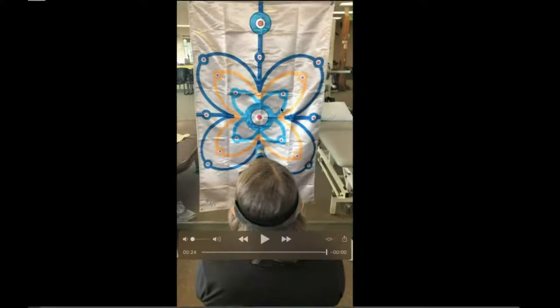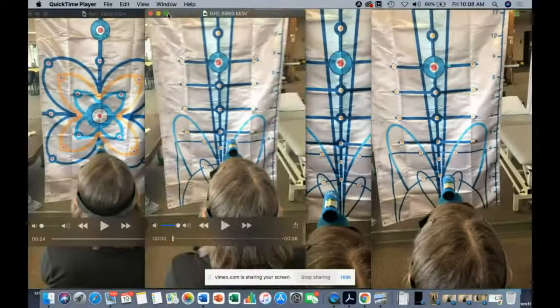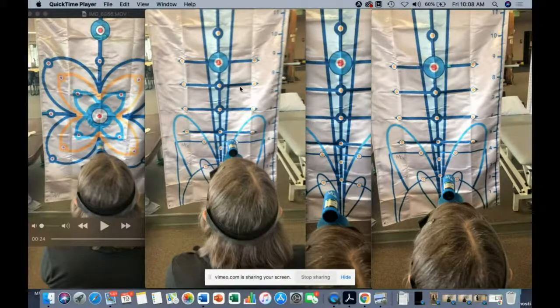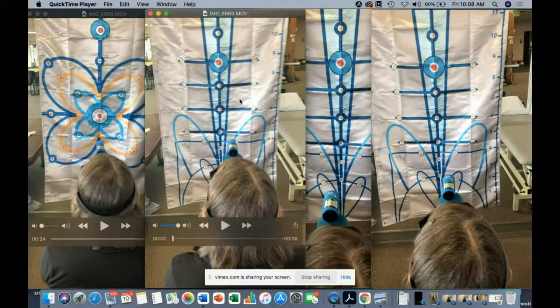So if I get out of this video and I go on to the next one, I've flipped the flag around to the other side. And this allows me to have more of an even excursion line on this side for her. We could have initiated the testing on this side, but the butterfly pattern was already up on my wall, so we just did it there.